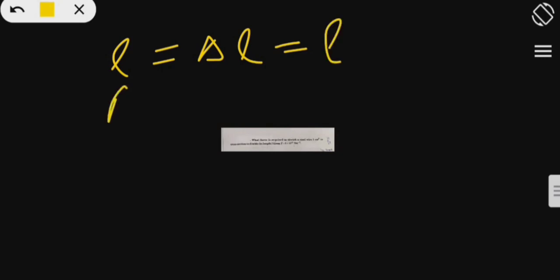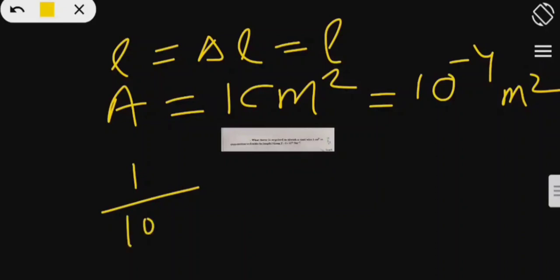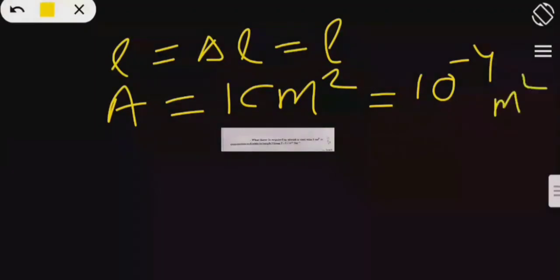Another one is your area, that is 1 centimeter square. We need to convert it to meter square. So how much meter square will it become? It will become 10 to the power of minus 4 meter square. 1 centimeter square means 1 by 100, as it is centimeter square, so another two zeros. So it is 10 to the power of minus 4. So area equal to 10 to the power minus 4 meter square.